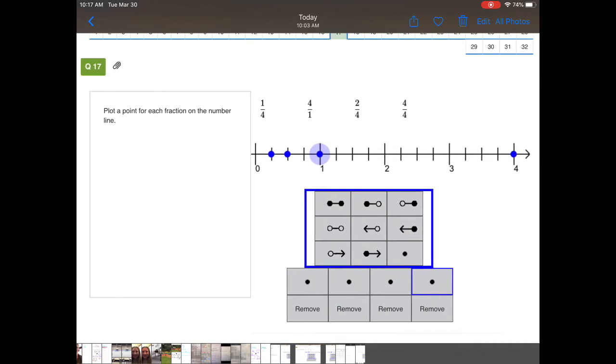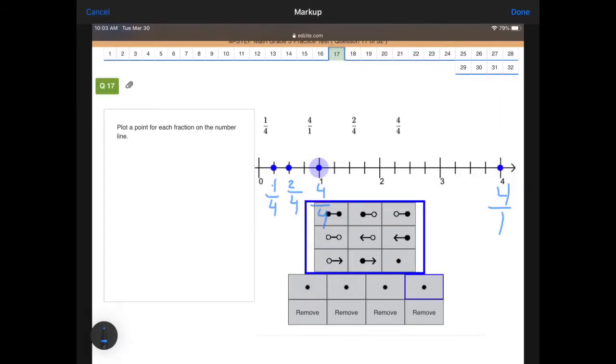There are 4 points plotted. So we can see the first one is 1/4. The second blue dot is 2/4. The third blue dot is 4/4. Remember, that means the whole thing, one whole. So that would be at number 1. And then way down on the end, on the number 4, you see another blue dot. That is 4 wholes. So that would be the 4/1. And here you can see what the fractions are on each point.